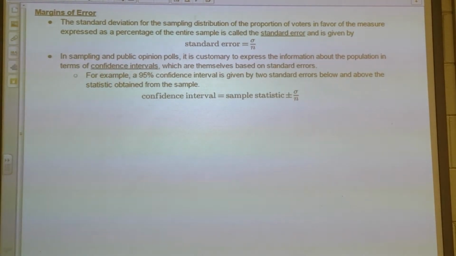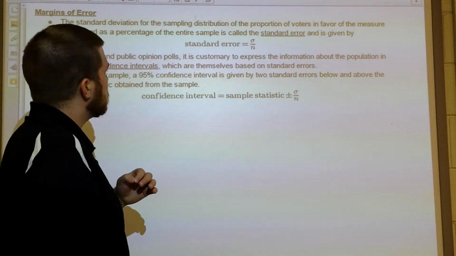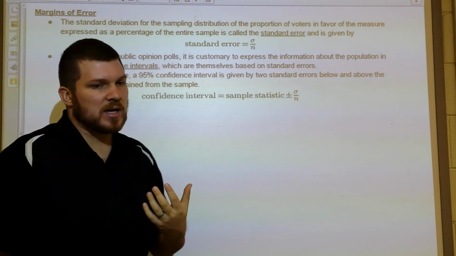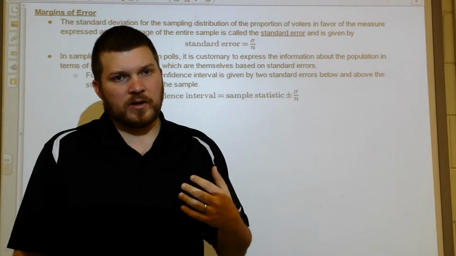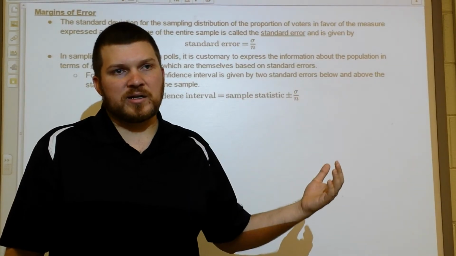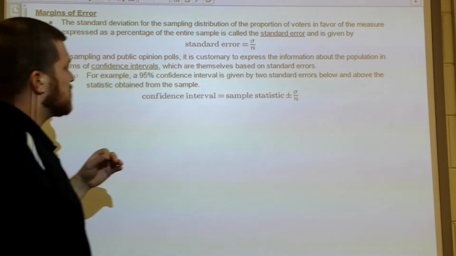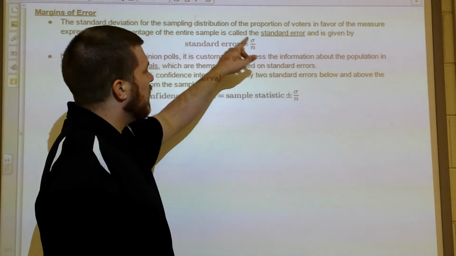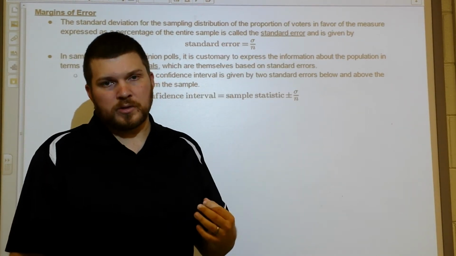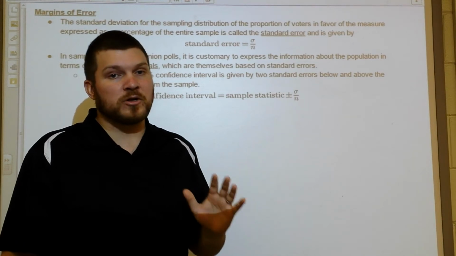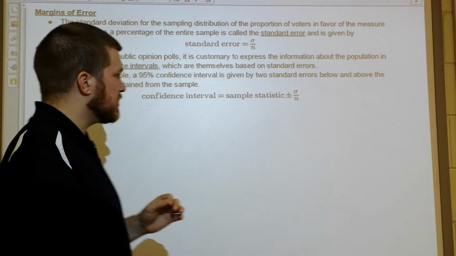So the standard deviation for the sampling distribution of the proportion of voters in favor of the measure expressed by a percentage is called a standard error. So anytime you're talking about the proportion of voters in favor of something, whether that's, do they like the candidate that's running? Do they like the law that they're trying to get passed? That's called the standard error. And the standard error is given by the standard deviation divided by the number of people who were actually polled. Not the actual people who actually voted, but the number of people who were interviewed. That's a very important distinction.